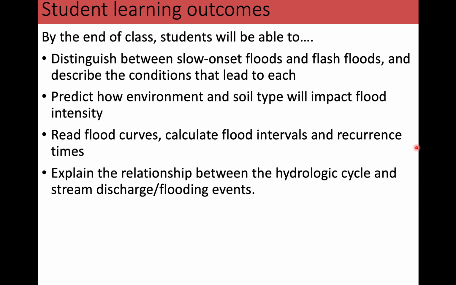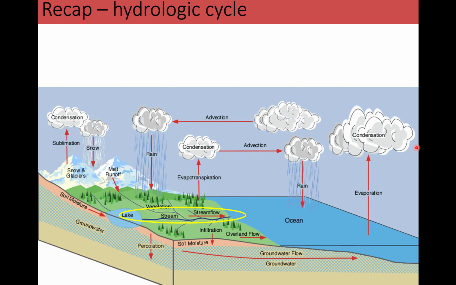So what we're going to do is learn about the two different types of floods, slow onset floods and flash floods. We'll talk about different environment types and soil types and how that impacts floods. We're going to learn about flood curves and how to read flood curves and talk about recurrence intervals and recurrence times. And then we will think about how all of this relates to the hydrologic cycle.